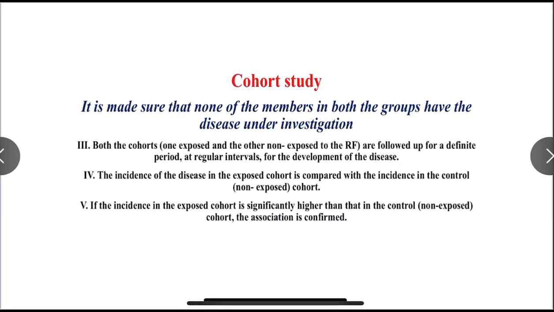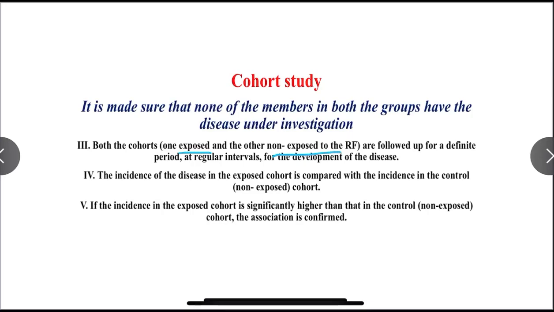Cohort study now. How we do the cohort study: we make sure none of the members in both groups have the disease under investigation. Remember, guys, we do this study to look for which risk factor makes people develop the disease. So if someone already has the disease, we exclude that member from the cohort study. Both cohorts, one exposed and another non-exposed to the risk factor, are followed for a definite period, at a regular interval, for the development of disease.